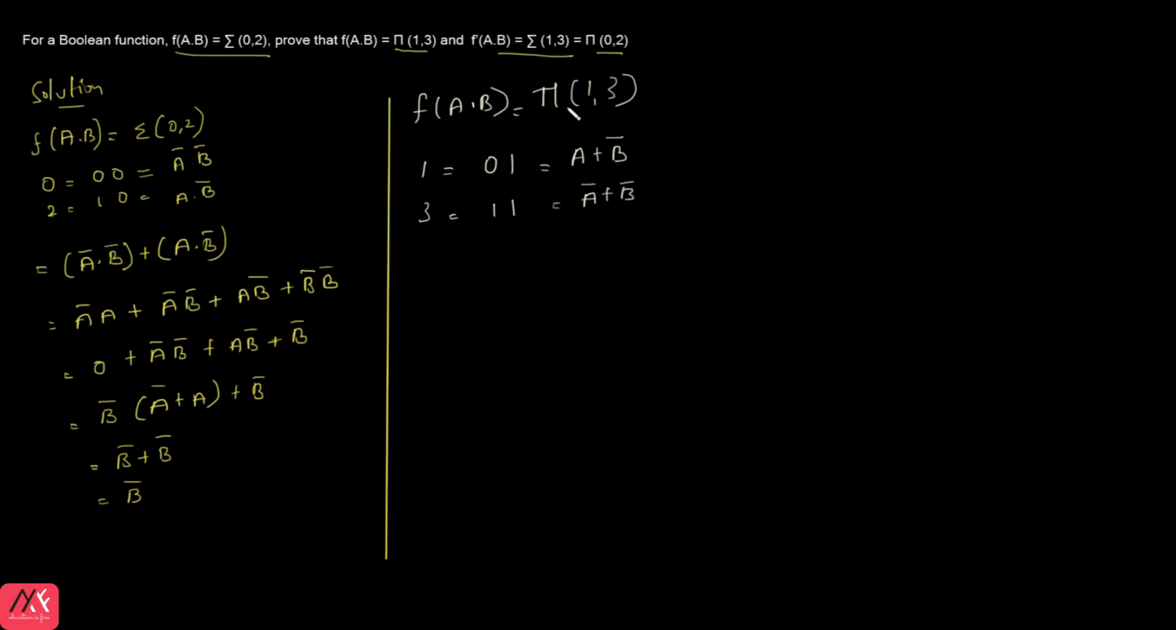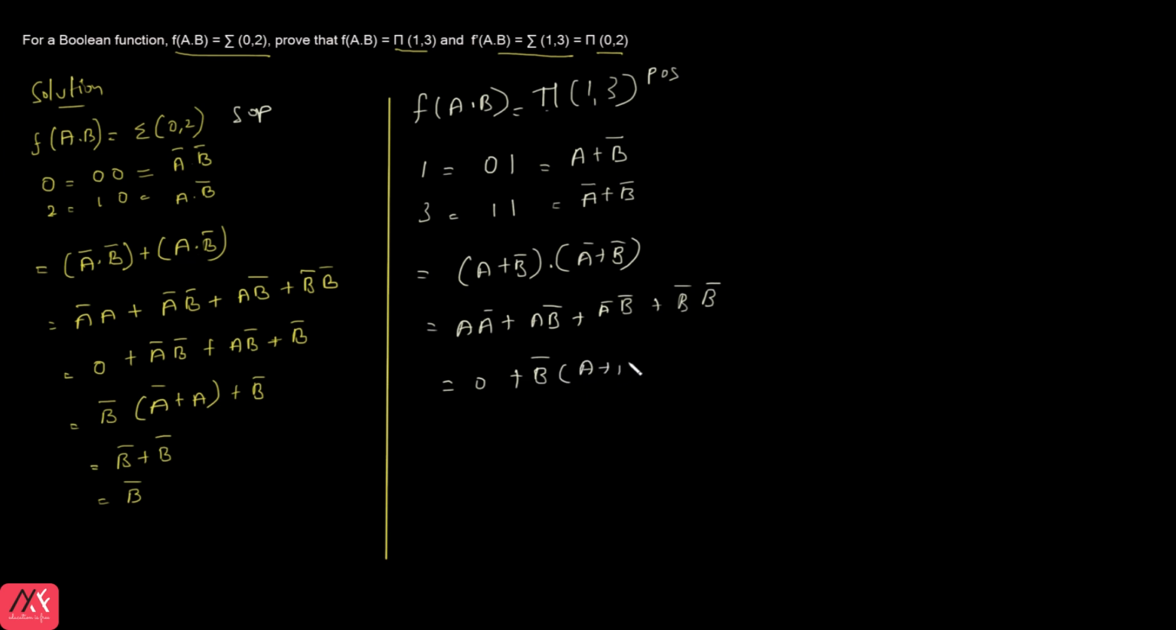This is a minterm and this is a maxterm. Here a is 1, so a bar, plus b is 1, so b bar. If you're talking about maxterms, it has to be product of sums, POS, and this is SOP, sum of products. So it is equal to a plus b bar, dot a bar plus b bar. Now you can use distributive law. The steps are the same as before. This becomes 0, and if you take b bar commonly outside, the same follows, plus b bar.